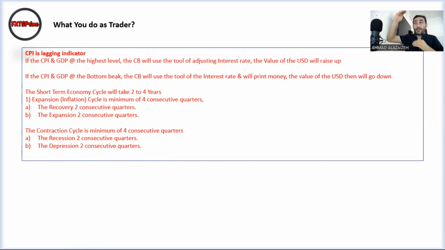If the price goes up, you know how many months it's going to take. So recovery will take 2 quarters, which is 6 months. The expansion will take 2 quarters, which is 6 months. The recession will take 2 quarters, which is 6 months, and the depression will take 2 quarters, which is 6 months again. So we will end up with 2 years of expansion and contraction. Normally it goes more than that, but however, this is the minimum.